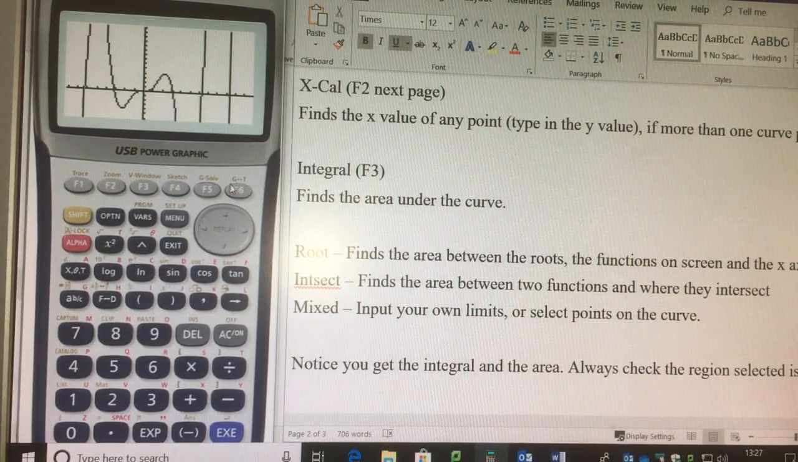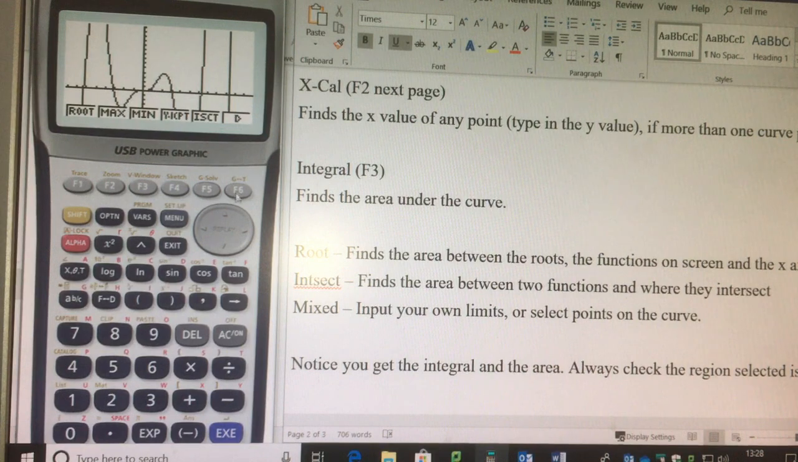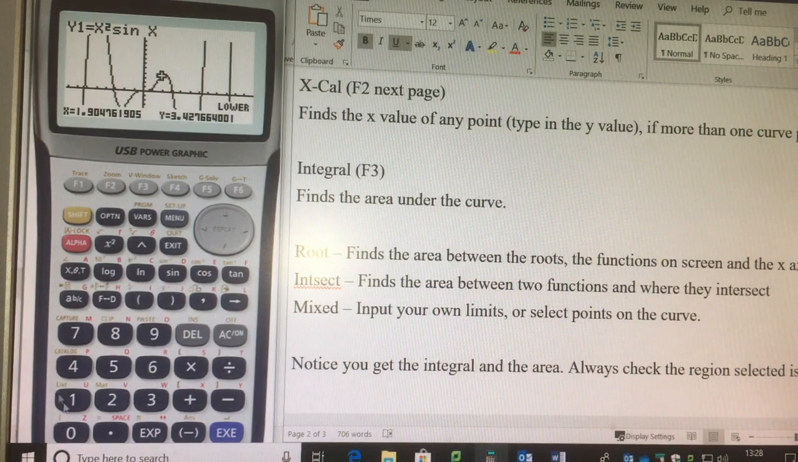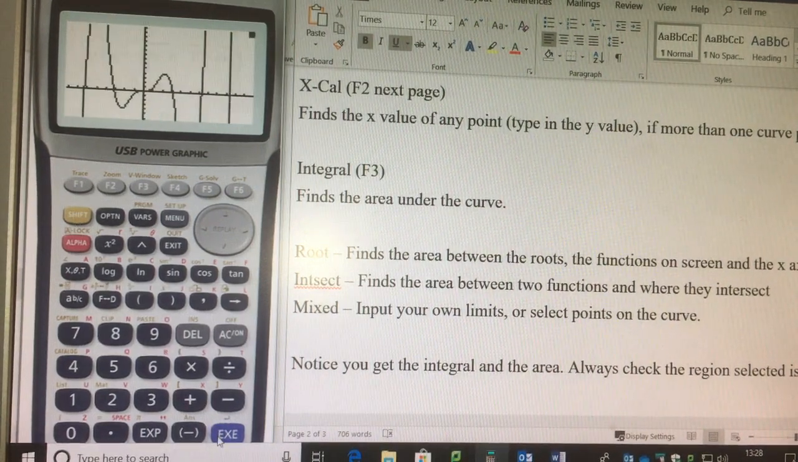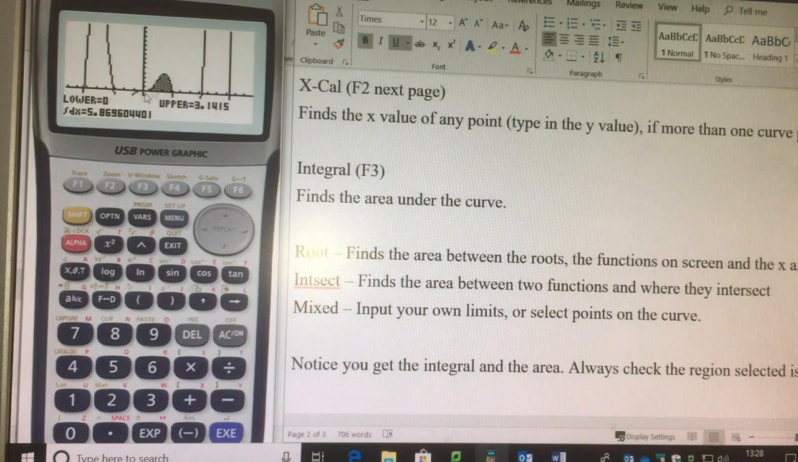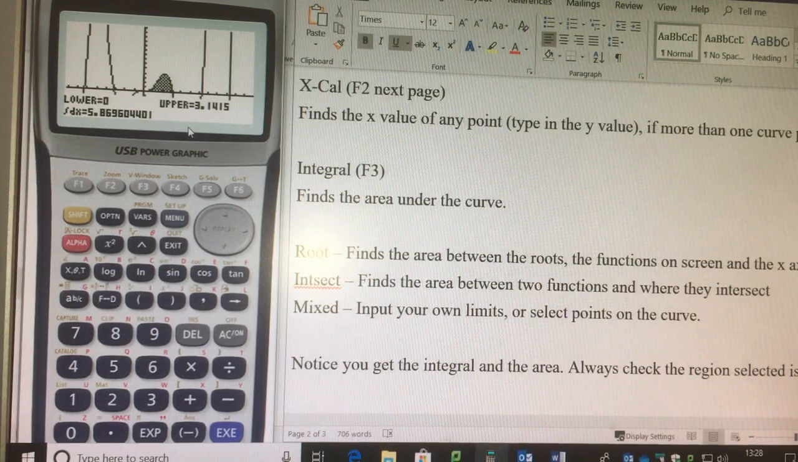So if we integrate from 0 to pi, there we go. It'll find you the integral there, and it'll also get you the area as well if it changed on your graph.